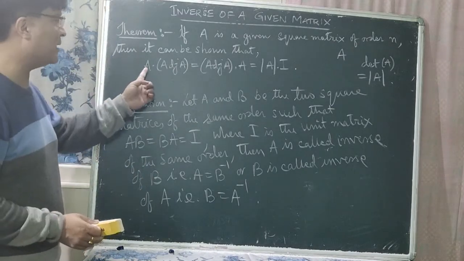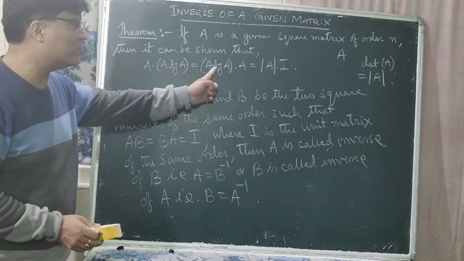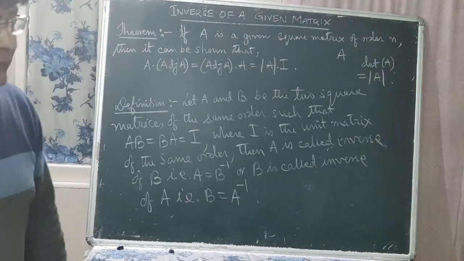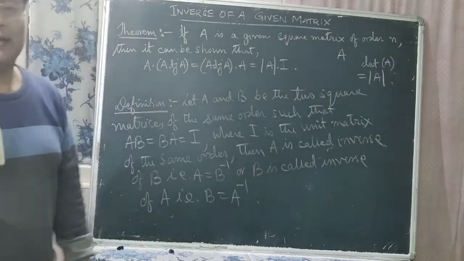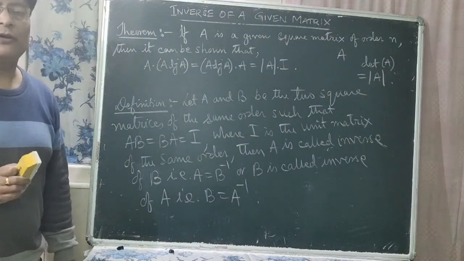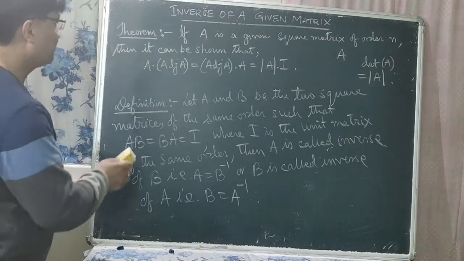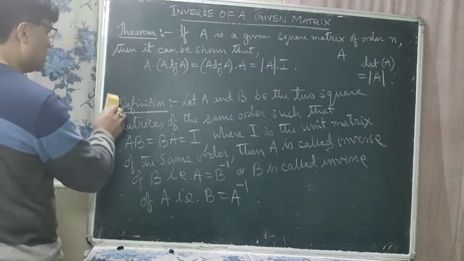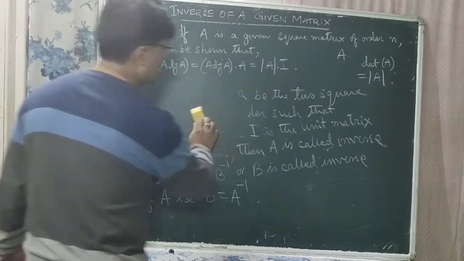How can you show that A dot adjoint of A is equal to adjoint of A dot A is equal to mod A dot I? Here I is the identity matrix of order n. Okay? So here you have to find out adjoint A also. A matrix A is given here. Let us take an example to prove it.